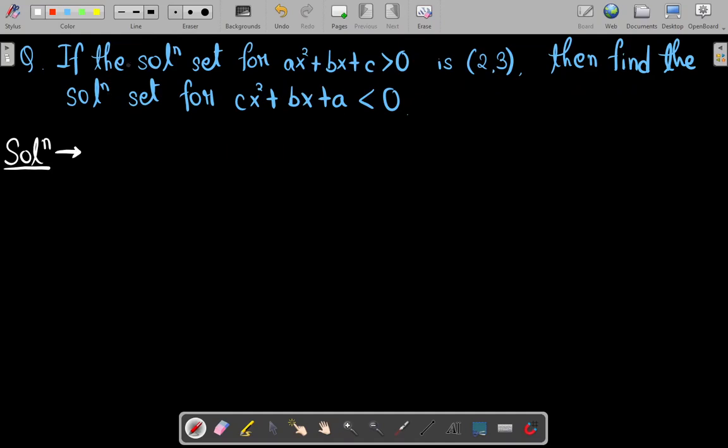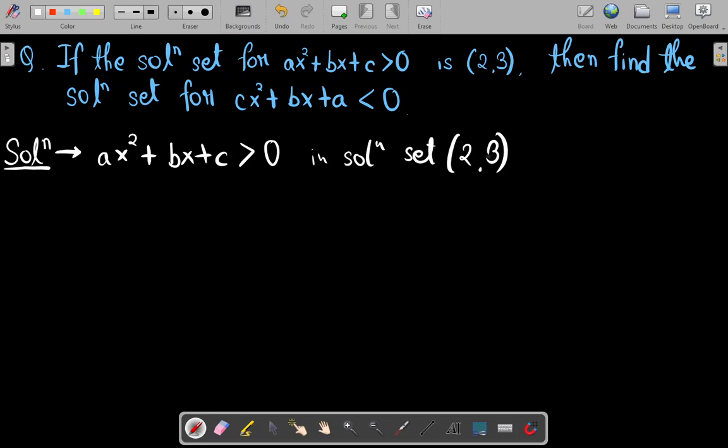Hello everyone. In this question, it is given that if the solution set for ax square plus bx plus c greater than 0 is the open interval 2 to 3, then we have to find the solution set for cx square plus bx plus a less than 0. So we are given an expression ax square plus bx plus c which is positive in the solution set open interval 2 to 3.